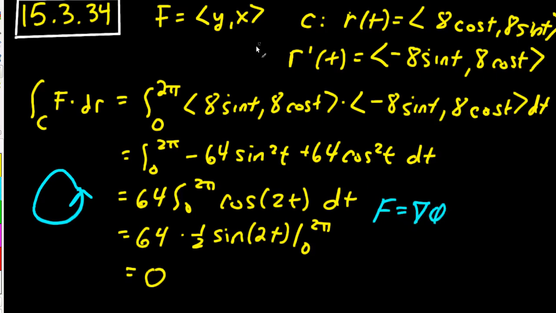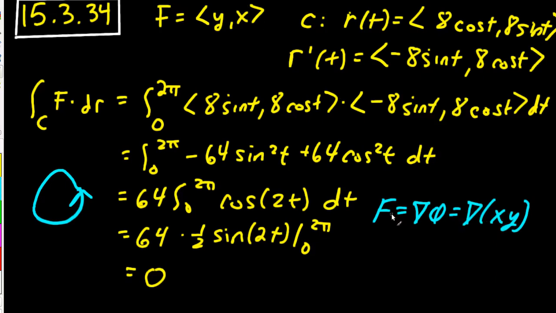What is yx the gradient of? Well, if I integrate y with respect to x, we get xy. And notice taking the partial derivative with respect to y gives us x. So it's very easy to see that a potential function for this field is xy. Again, notice partial derivative of xy with respect to x is just y. Partial with respect to y is just x.